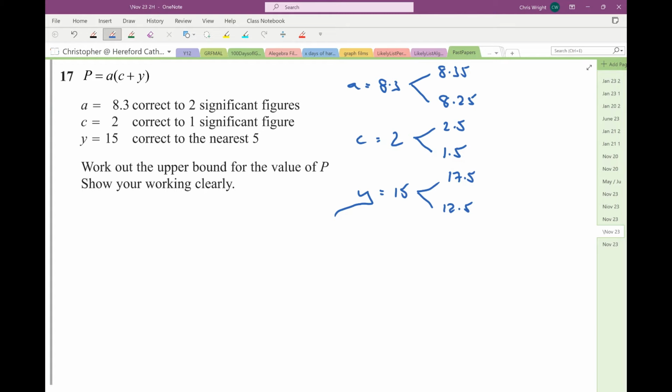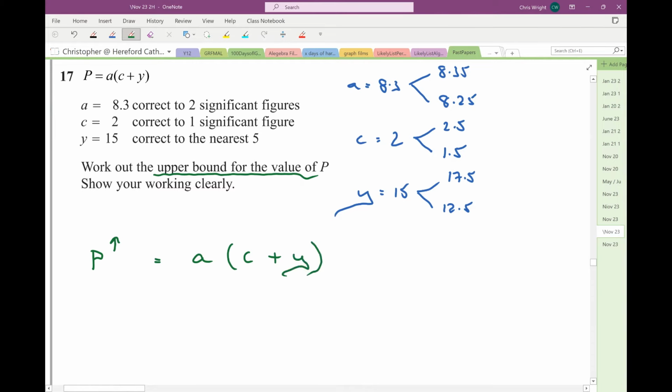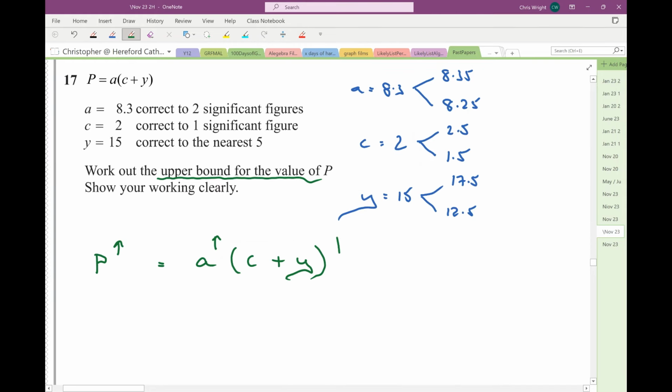Now, I'll read the question now. It says, calculate the upper bound for the value of p. So I want the upper bound for p. So let's see, p is a multiplied by something, isn't it? So if I want this to be as high as possible, I'm going to want the highest a, and I'm going to want c plus y to be as high as possible as well.